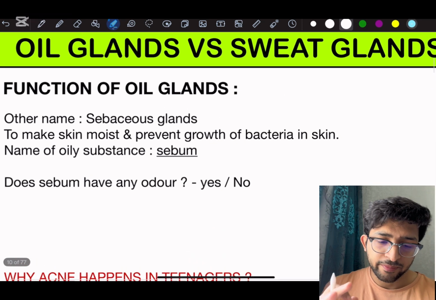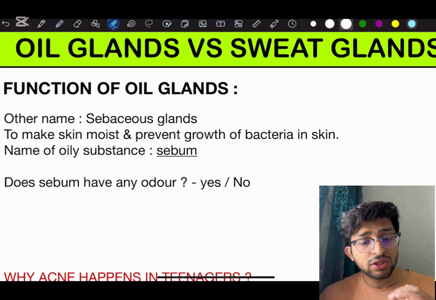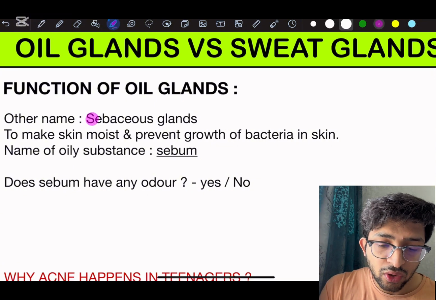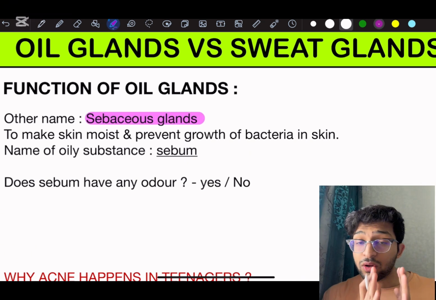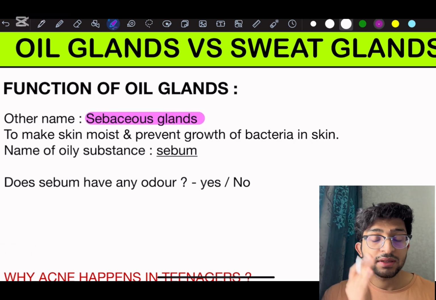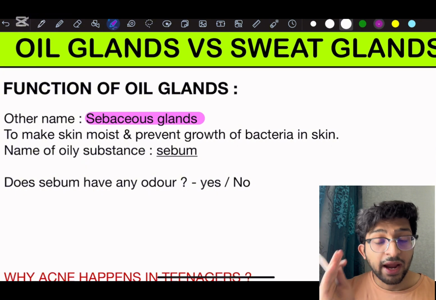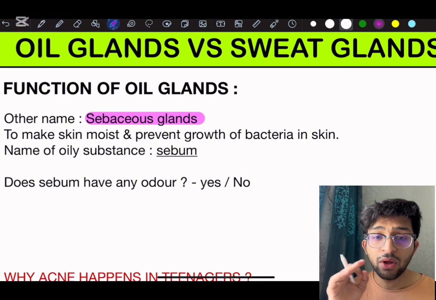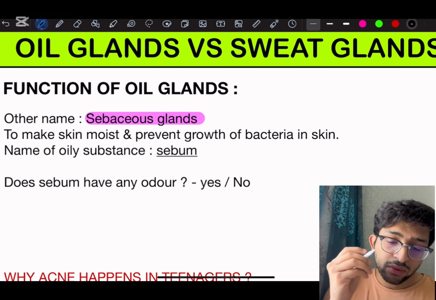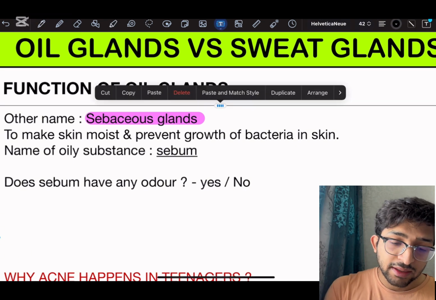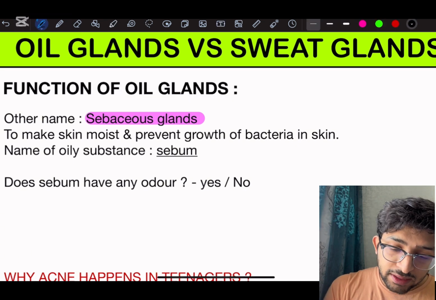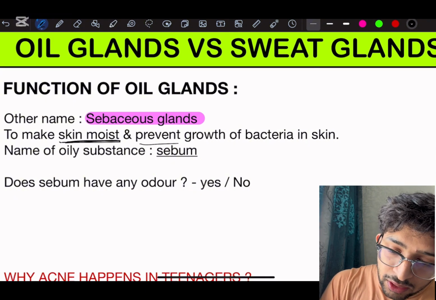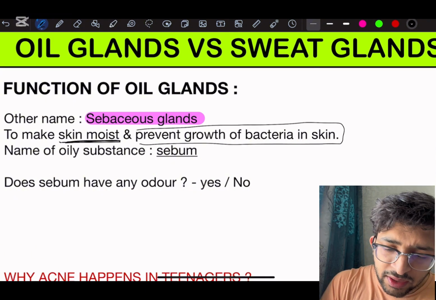So oil glands are also called sebaceous glands. In Olympiad exams, they ask about the sebaceous gland. They write it as sebaceous glands because it is hard to remember, so you need to memorize that. And what they are doing basically is making the skin moist and preventing the growth of bacteria in the skin.